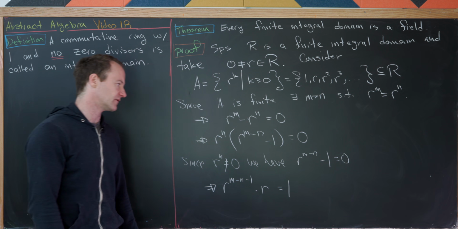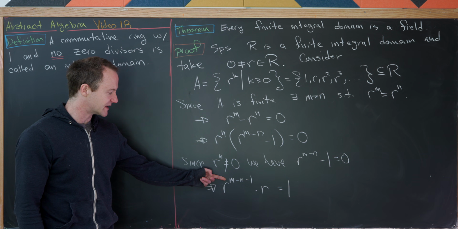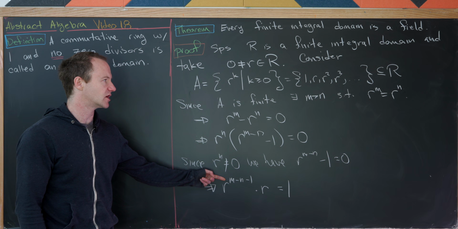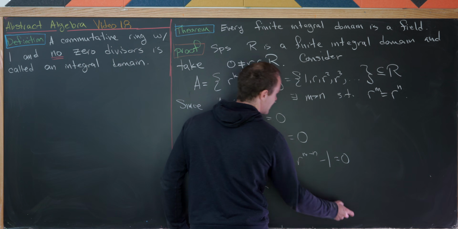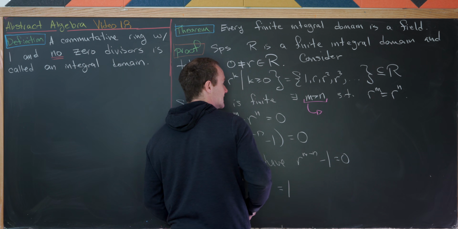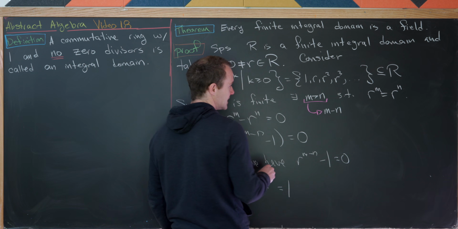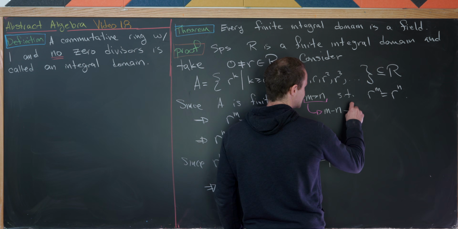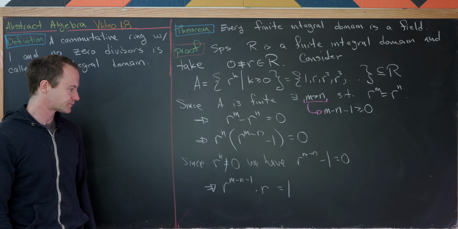I factored out r from this r to the m minus n. You might be a little bit worried because this m minus n minus 1 looks like it could be negative, but it's in fact not negative. Since m is bigger than n, that immediately implies that m minus n is strictly bigger than 0, which means m minus n minus 1 is bigger than or equal to 0. So we're okay there.